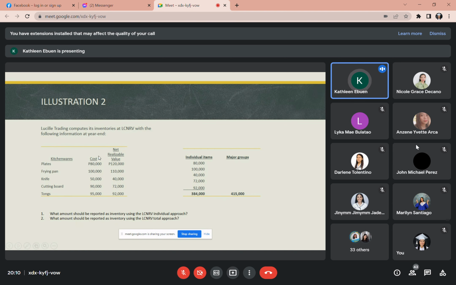So therefore, ito total mo lahat ito class. Magkano total ng cost? 434,000 po. And the net realizable value? 415,000 po. Okay, 415,000. So therefore, ang susundin nating class is yung mababa, 415,000 under total approach.